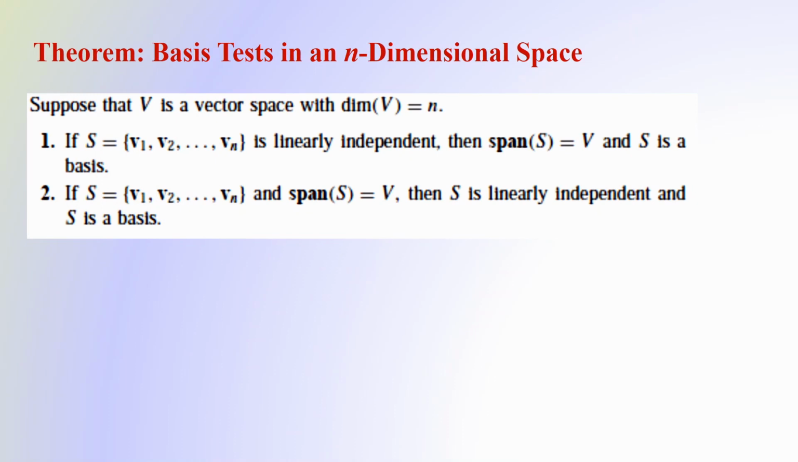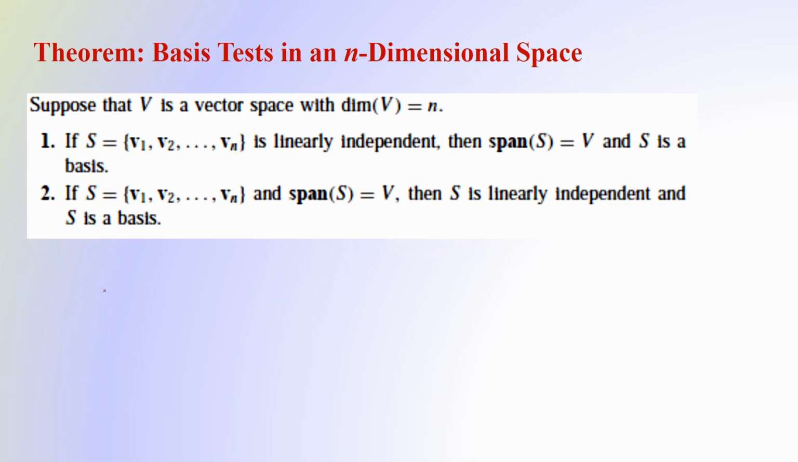Now we go to the next theorem: basis test in an n-dimensional space. So how to identify a basis? The theorem says, suppose that V is a vector space with the dimension of V equal to n. Then the first part says that if S containing n elements v1, v2, ..., vn is linearly independent, then span S is equal to V and S is a basis.